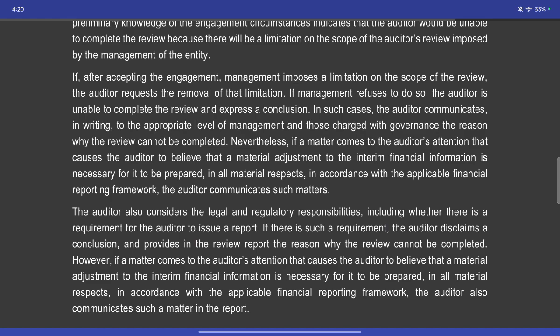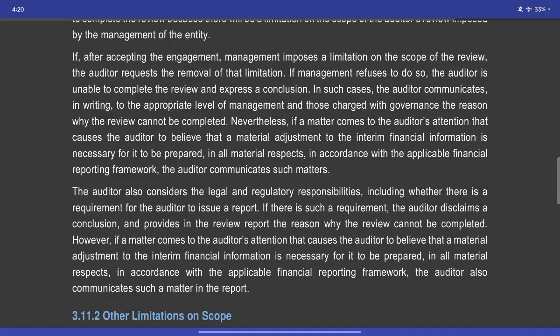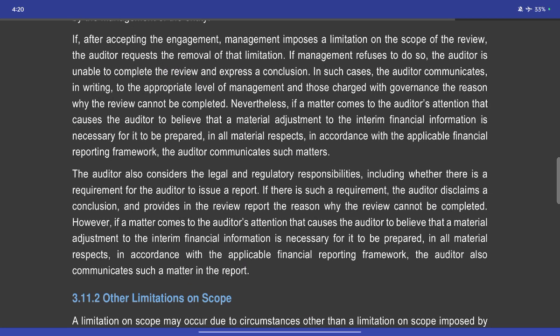Even after accepting the engagement, the management may impose a limitation on the scope of the review. The auditor asks for removal of this limitation. If management refuses to do so, the auditor is unable to complete the review and express a conclusion. In such a case, the auditor communicates in writing to the appropriate level of management and those charged with governance the reason why the review cannot be completed.